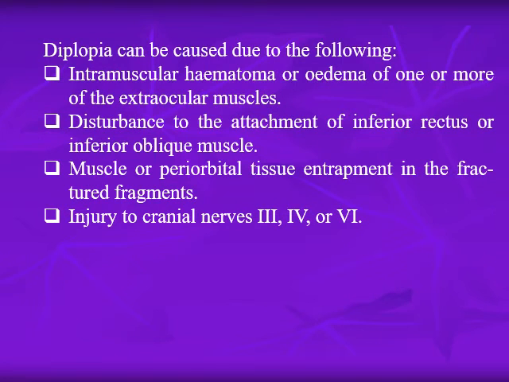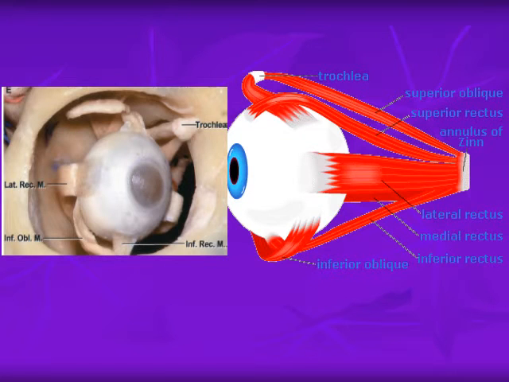We have 6 extraocular muscles of the eye. It may result from intramuscular hematoma or edema of one or more of the extraocular muscles, disturbance of the attachment of the inferior rectus or inferior oblique muscle or periorbital tissue, entrapment in the fracture segment, or injury to the cranial nerves 3, 4, and 6. So these are the extraocular muscles of the eye.